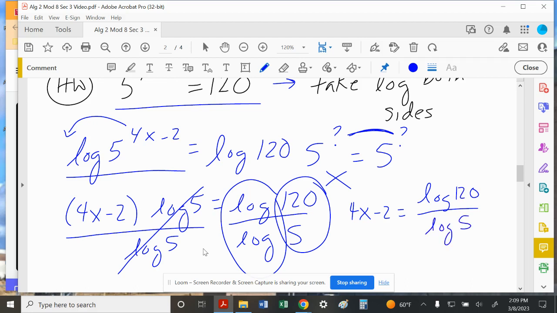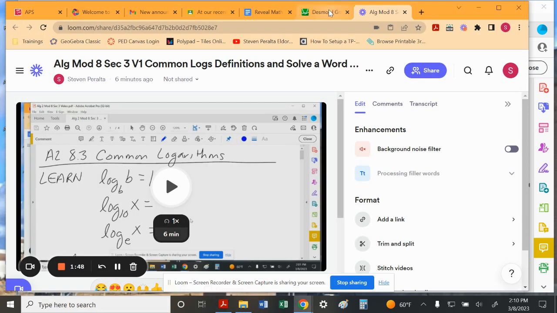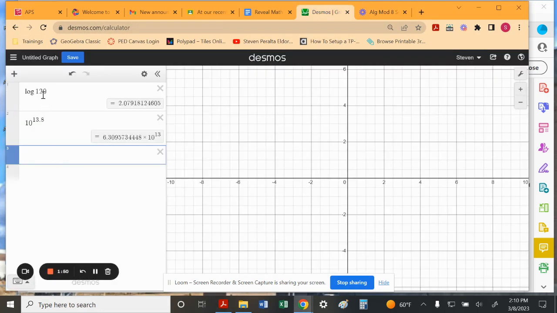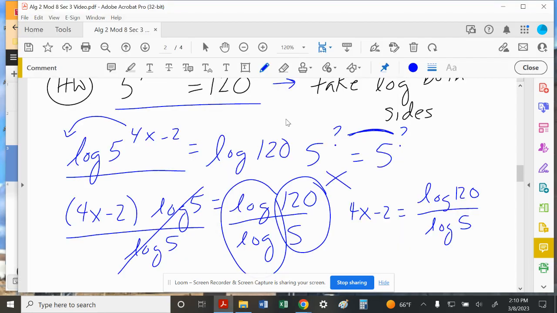I can figure out that number. So log 120 over log 5. We're going to go back over to Desmos. So I have log 120. Notice I have it up there. So I just do log 120 divided by log 5. I get 2.975. I'm just trying to remember it, 2.975.